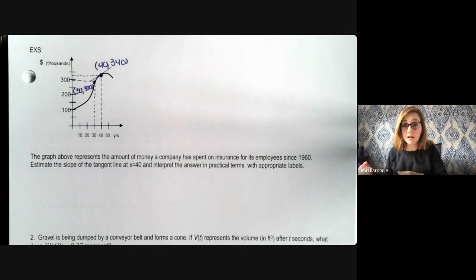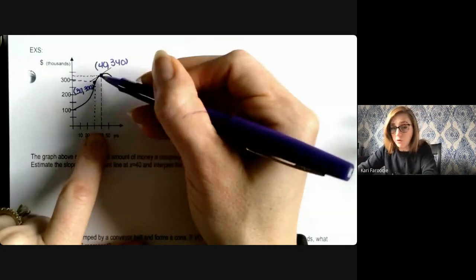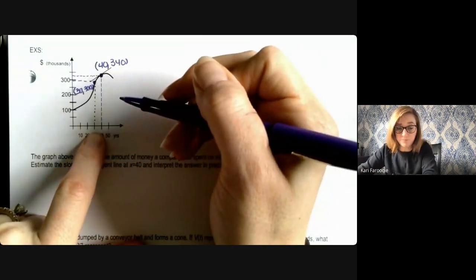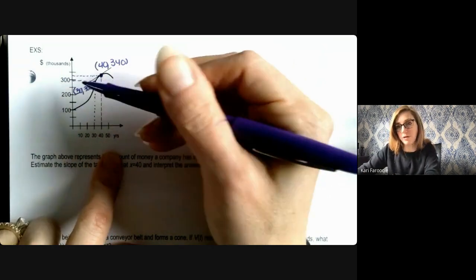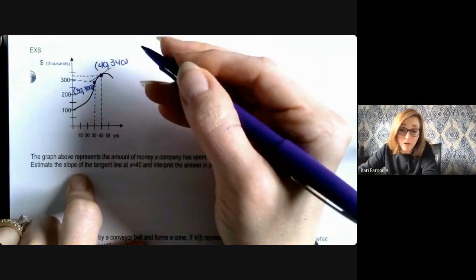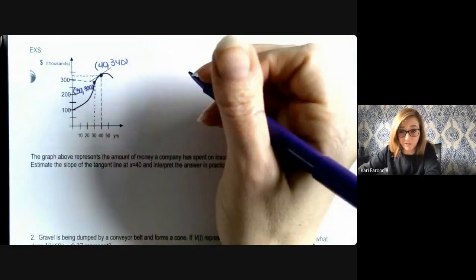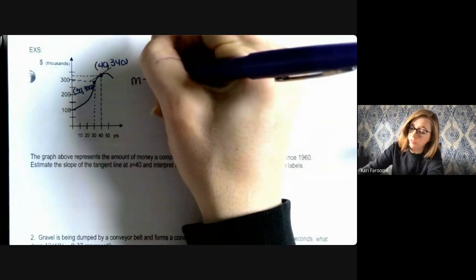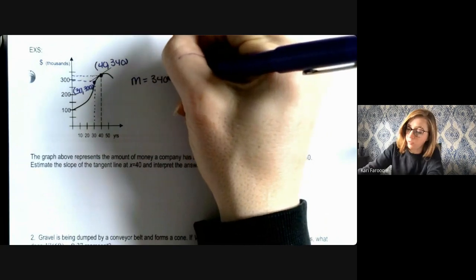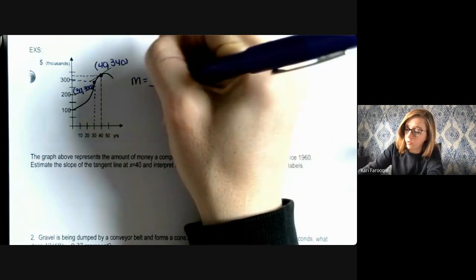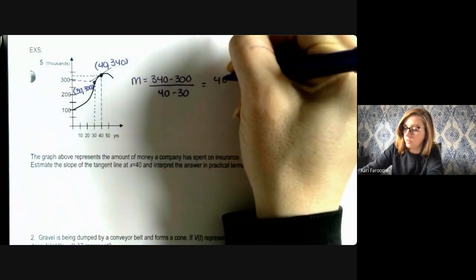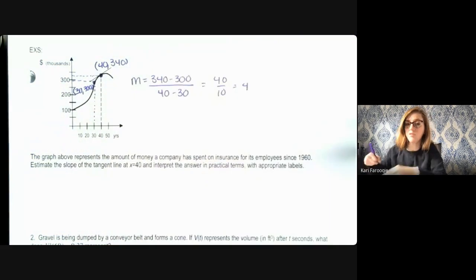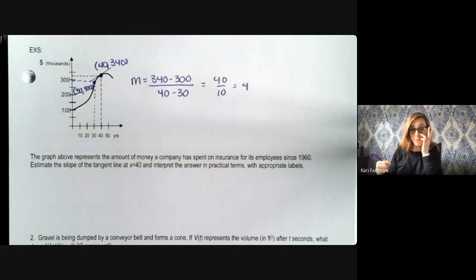Now, of course, the closer you can get to 40, the closer your estimate is going to be. So if you feel pretty confident saying, well, maybe I can do 35 and then like 310, okay, I mean, it's close. All we're doing here is estimating. So I'm going to get the slope here to be y sub 2 minus y sub 1 over x sub 2 minus x sub 1. And I'm going to get the slope value to simplify to 4.